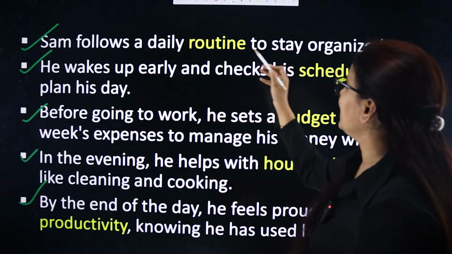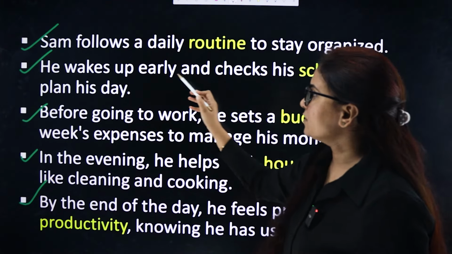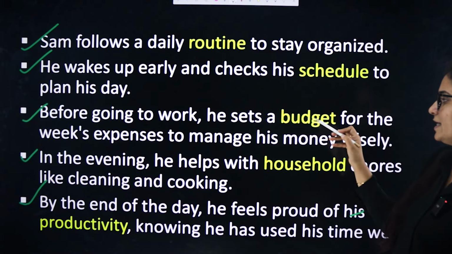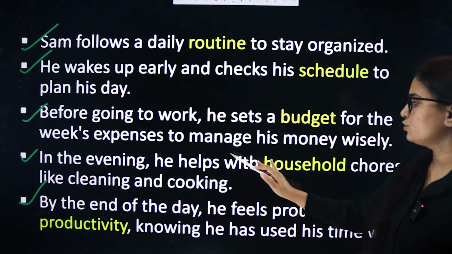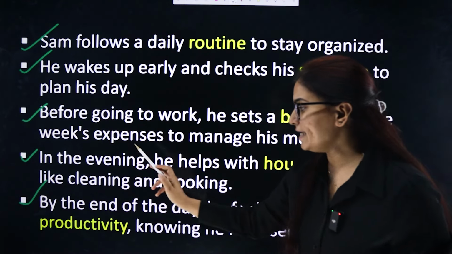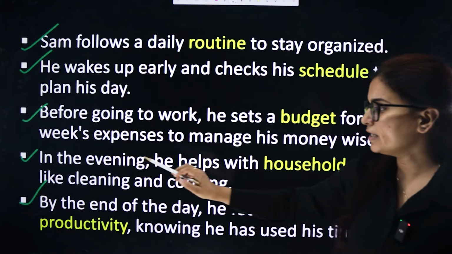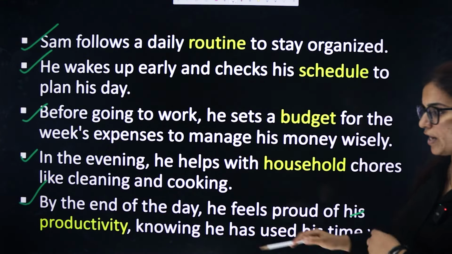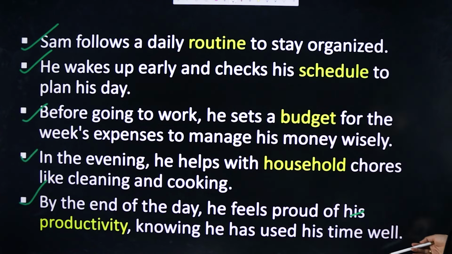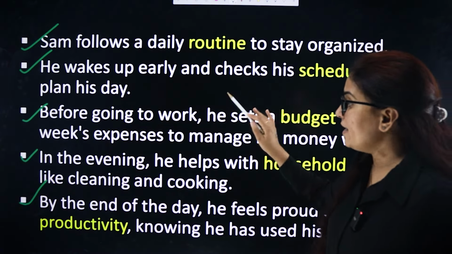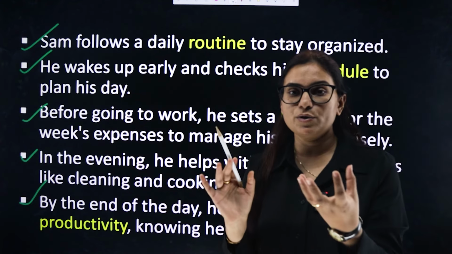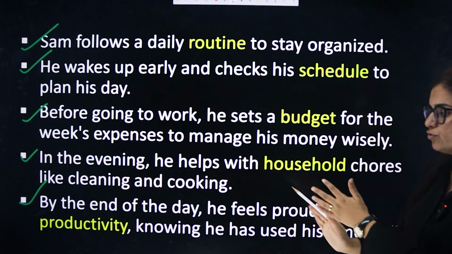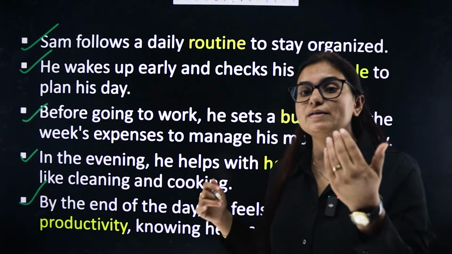Sam follows a daily routine to stay organized. He wakes up early and checks his schedule to plan his day. Before going to work, he sets a budget for the week's expenses to manage his money wisely. In the evening, he helps with household chores like cleaning and cooking. At the end of the day, he feels proud of his productivity, knowing he has used his time well. 5 words, 5 sentences. If you think about it together, it becomes a story. The story had routine, schedule, budget, household, and productivity. This is how you can create your own story.